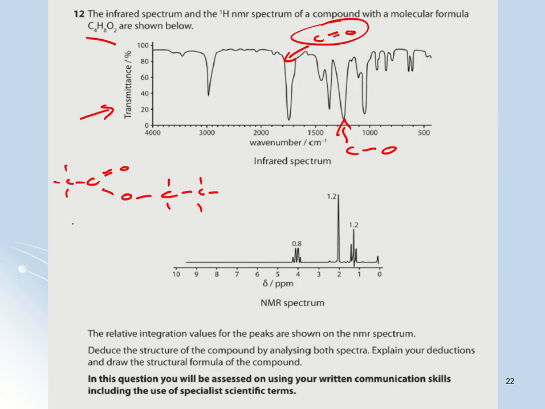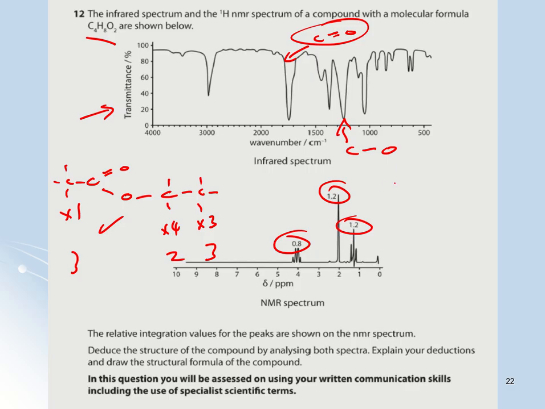So here we have a triplet, that's going to split to a quartet, and that's going to split to a singlet. Okay, that looks pretty good. Yeah, that's exactly what we should have. Our peak integration should be 3 to 2 to 3, and we're 0.8 to 1.2 to 1.2, so that's the same, 3 to 2 to 3. So yeah, I think that's definitely going to be one of our answers.